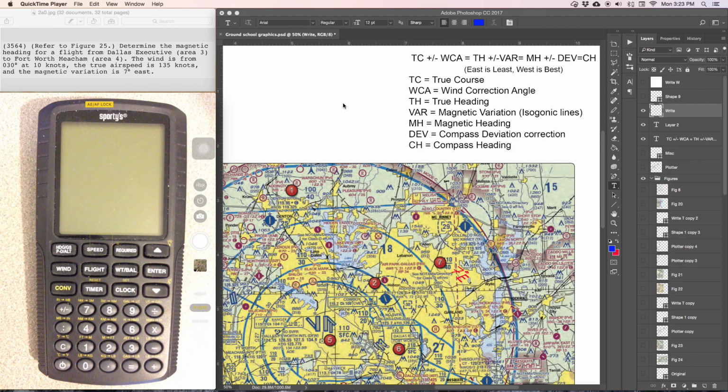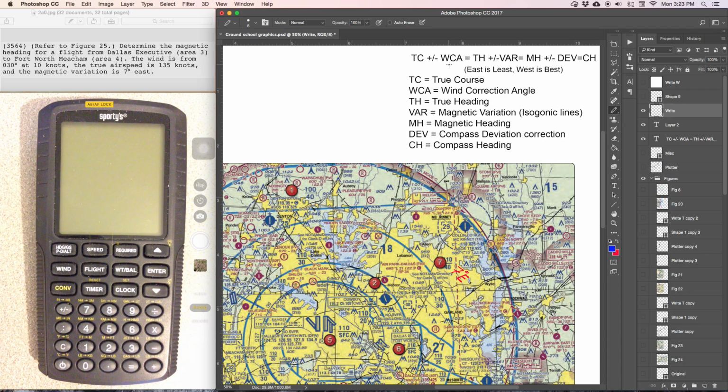This problem is asking us to plot a course on a sectional that we need to fly between two airports. So first I'm going to review the formula to get to magnetic heading and compass heading. We start with the true course, which is the course based on true north between our two airports. And we'll use lines of longitude to determine that heading.